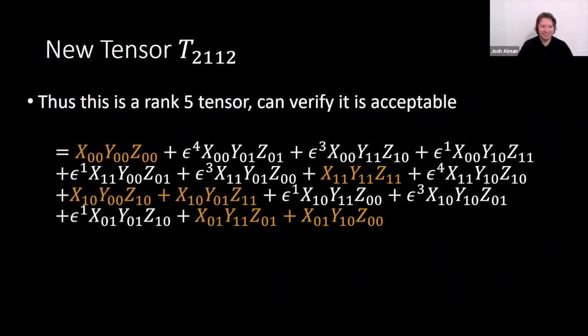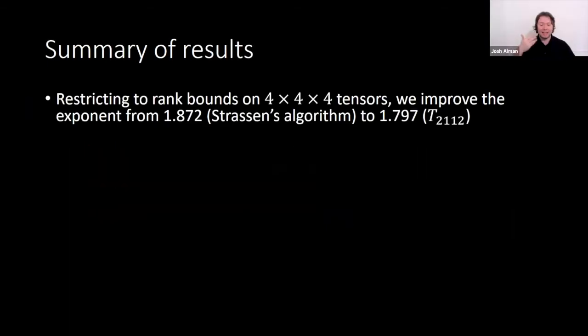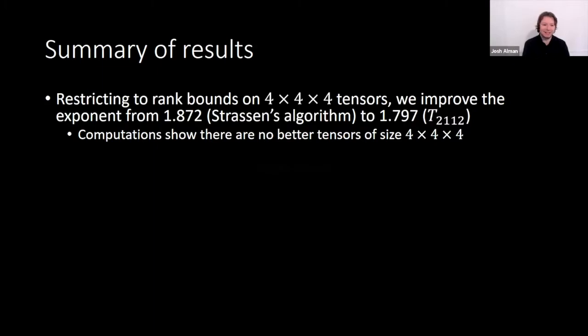So just to summarize where we're at so far. What I showed is that if you restrict to rank bounds on these 4x4x4 tensors, we can improve the exponent from 1.87 that you get from Strassen's algorithm to 1.79 that you get from this new tensor I just told you about. And one thing we did do, or really Hangji, who's much better at coding than I am, did, is confirm by some optimization software that this actually is the best exponent you can get using a tensor of size 4x4x4.